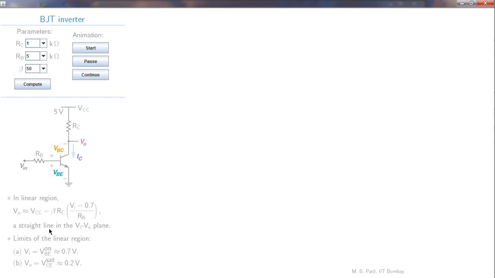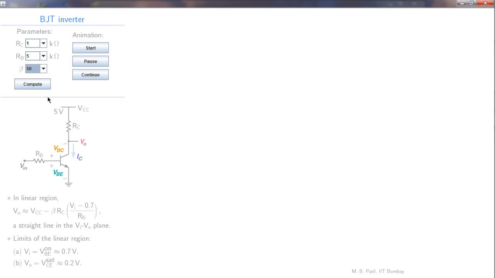What are the limits of this equation, the validity of this equation? First, when VI is less than 0.7, the transistor is in the cutoff mode, so this equation is not valid. And when VO becomes VCE sat or 0.2 volts, then this equation ceases to be valid. So those are the limits. Between those two limits, the transistor is in the linear region and we can use this equation.